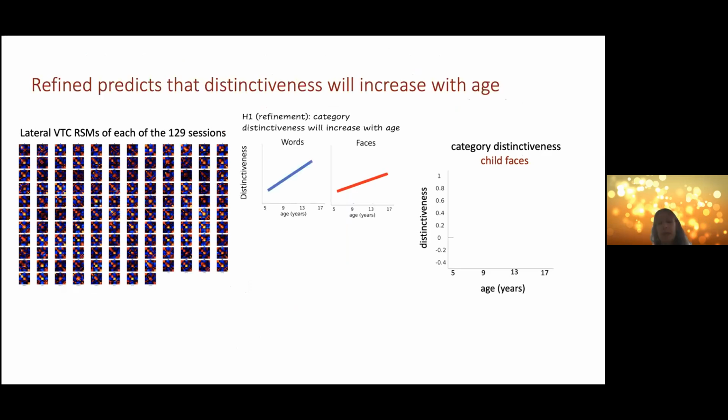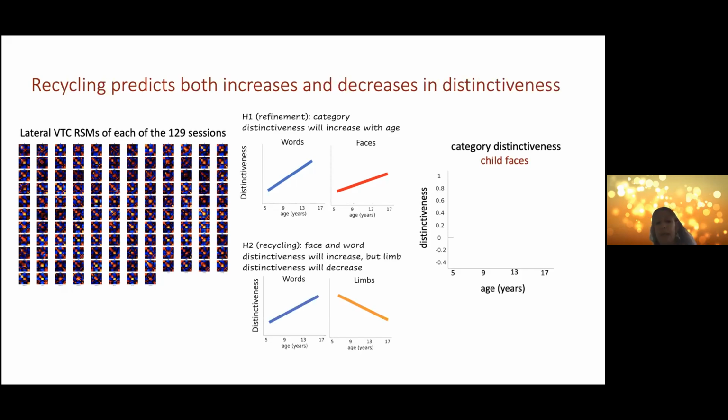One possible outcome is that distinctiveness would increase with age, because as selectivity increases, these category representations become more enhanced, and perhaps we should find increases in distinctiveness for both faces and words that gain category selectivity. Another possibility, triggered by our finding of recycling, is that we should see increases in distinctiveness for categories that gain selectivity, like words, but decreases in distinctiveness of distributed patterns for other categories, such as limbs.